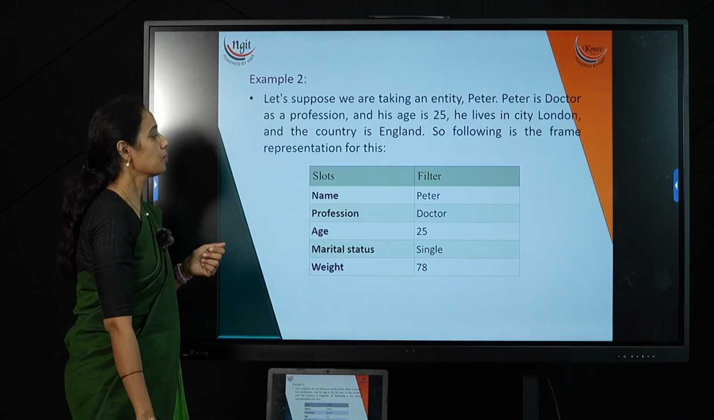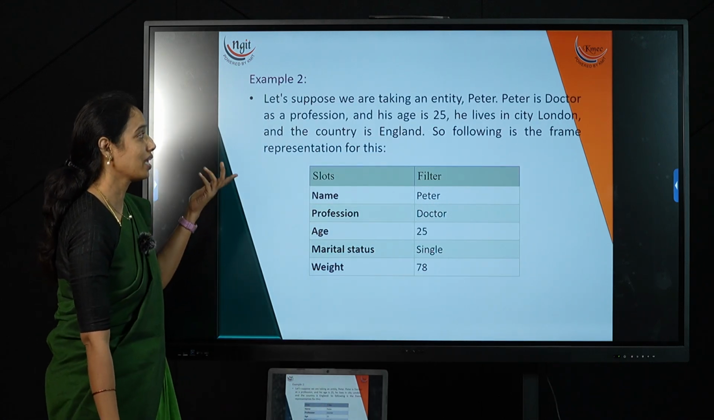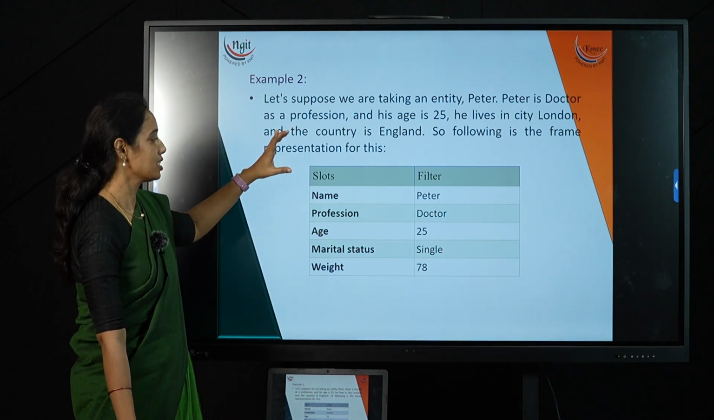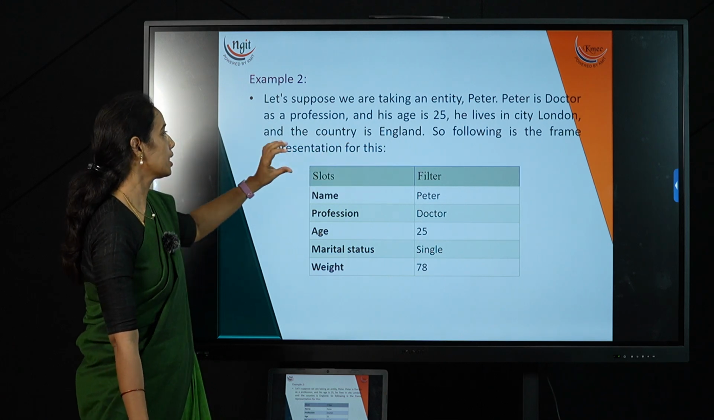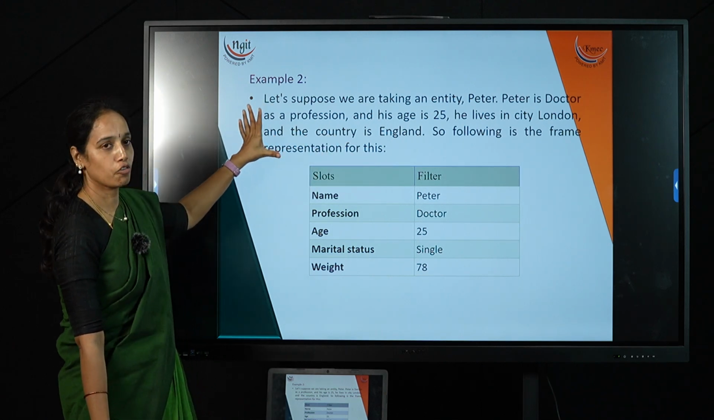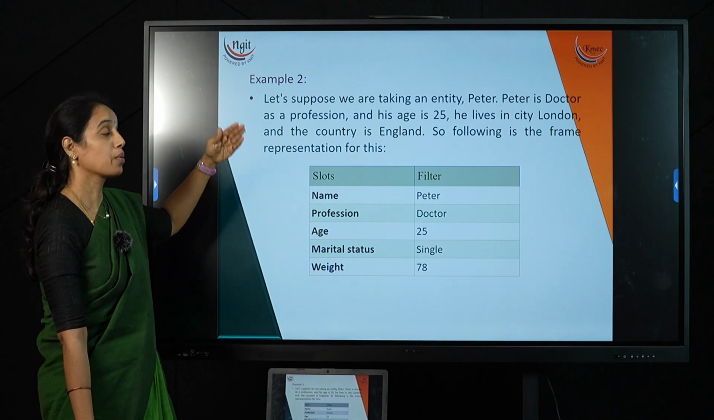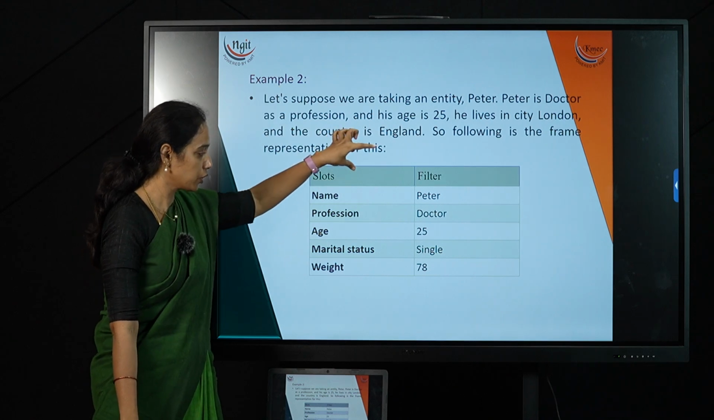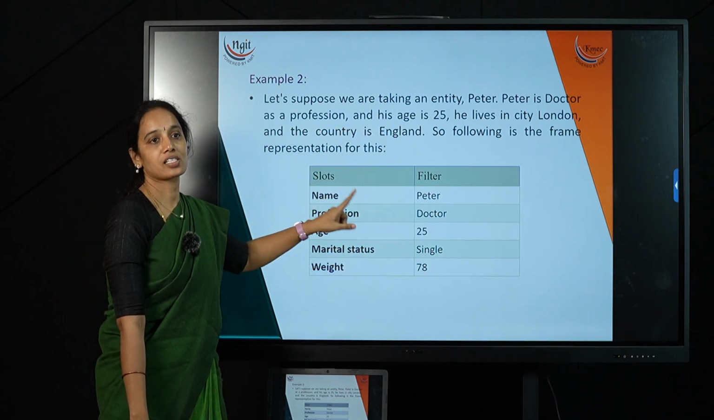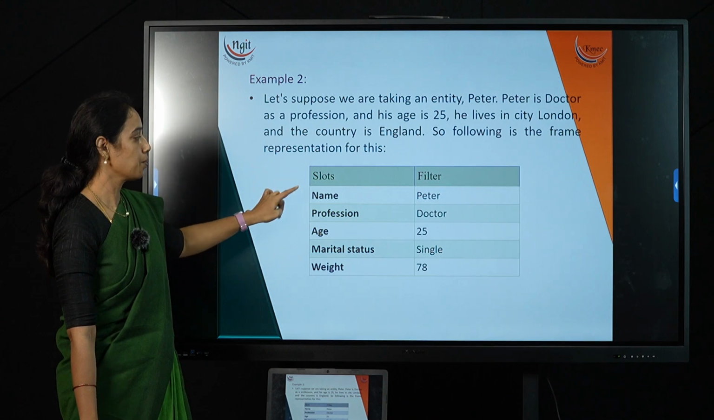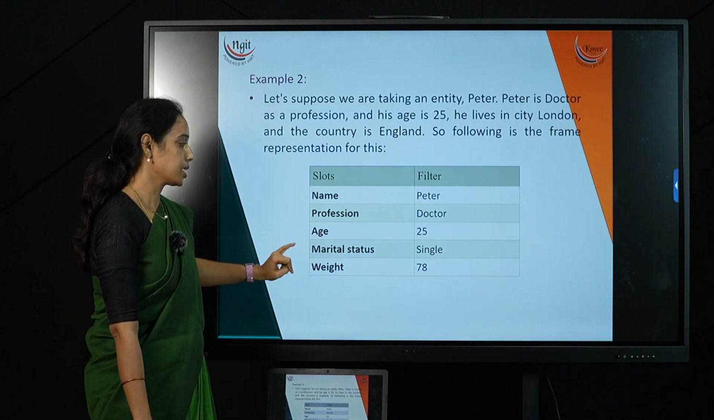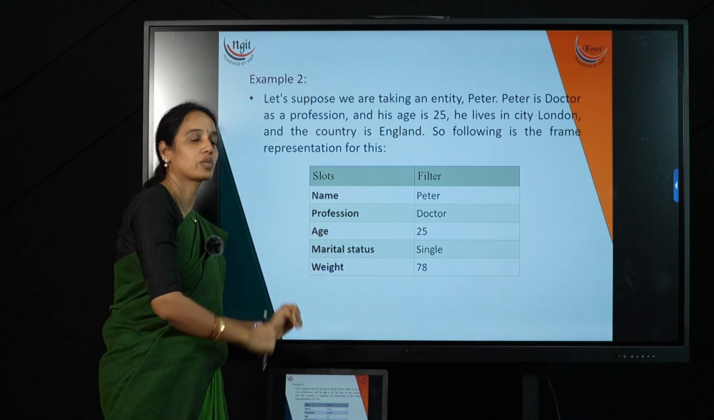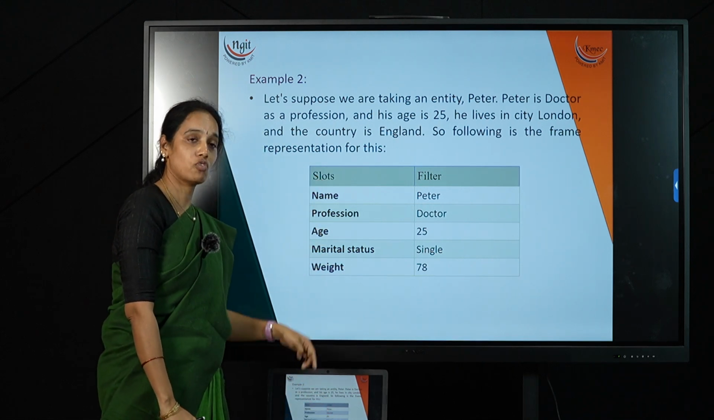Okay. Here, you can see we are talking about an entity called Peter. He is a doctor by profession and his age is 25. He lives in the city London and the country is England. So this information is given. An agent should represent this knowledge in the form of a frame. Then that agent gives a record-like structure using a frame in this way. You can see name, profession, age, marital status, and weight of a person. Whatever the agent knows about that person, it is going to represent the knowledge in this form.